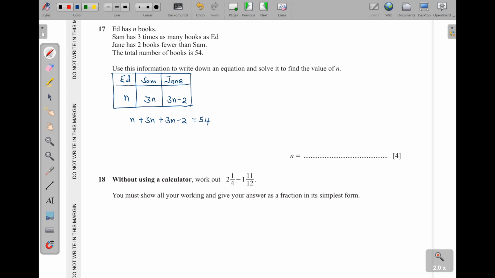So simplifying this will give us 7n. Now take the 2 this side, we shall get 54 plus 2. So that means n is going to be 56 divided by 7, and here you get 8.